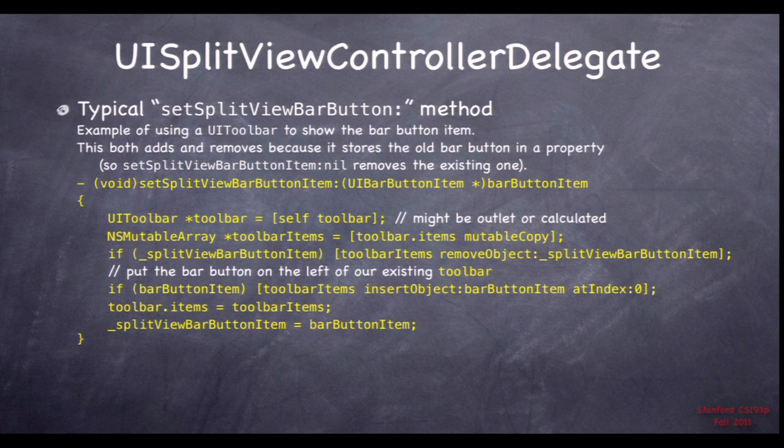And then the new one, as long as it's not nil, I'm going to insert it at the left. So this particular set split view bar button item would insert the little bar button in the upper left, the leftmost part of the toolbar. No matter what else is in the toolbar, this is just going to insert it on the left. Okay? Then I just set the toolbar's items to be this mutable version that I just modified, and then I store the thing in the instance variable that goes along with this property.